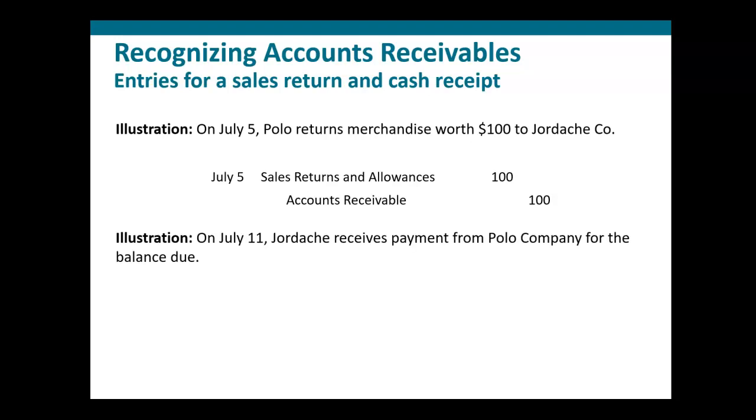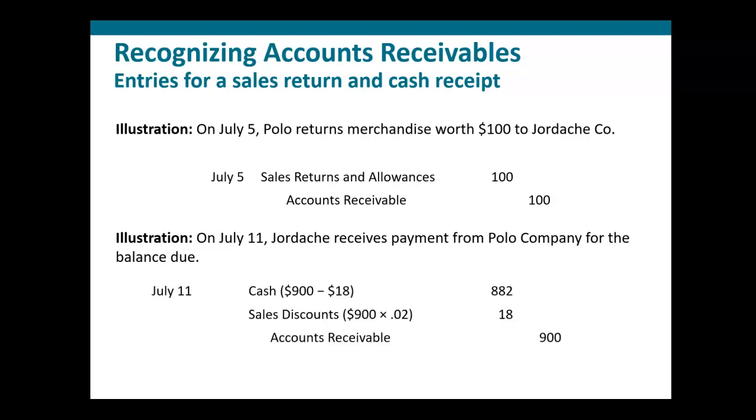You receive payment. You would receive not $900, but 98% of $900. You would credit accounts receivable for the amount that's still owed. You would debit sales discounts, another contra revenue account, for 2% of $900, and cash would get debited for the rest.